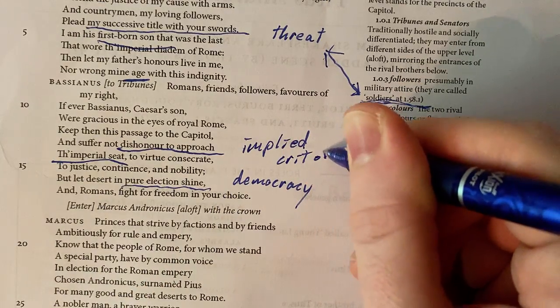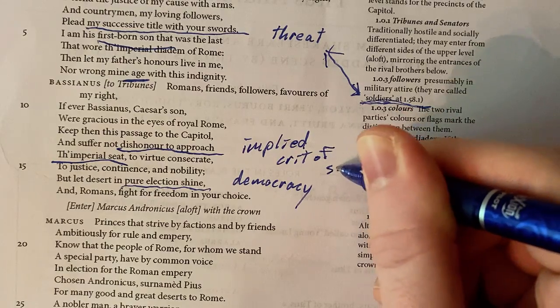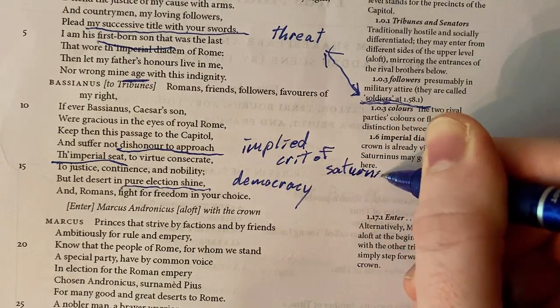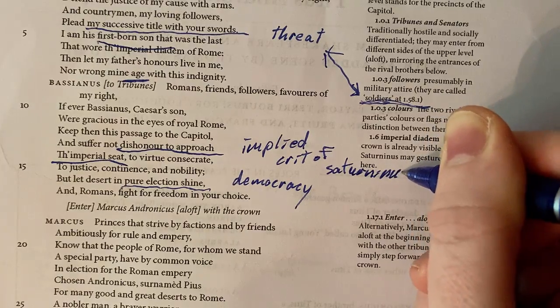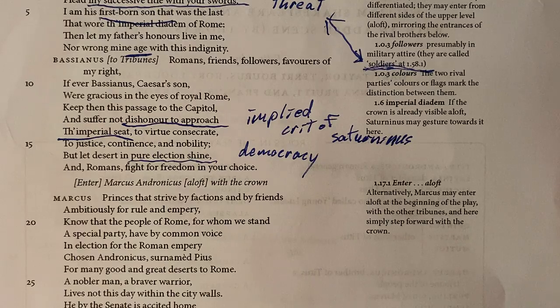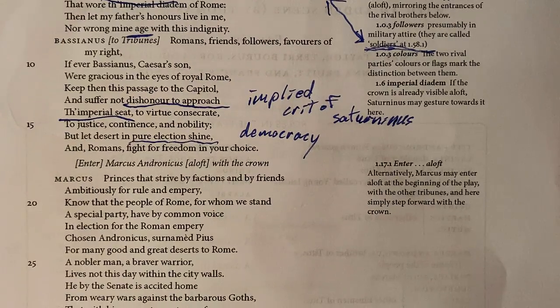Criticism of Saturninus. Which, as we're going to learn, Saturninus is very much the wrong choice, but he is the one that Titus will agree with, and that will add much to the tragedy of the play.